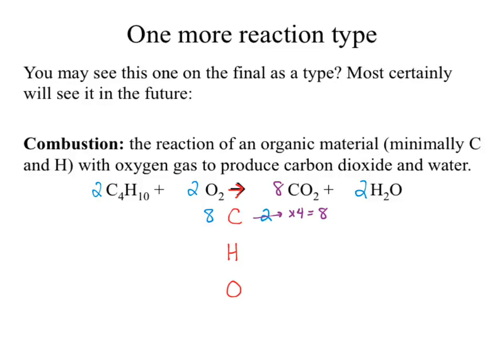Anybody remember what the coefficient was previously? 4. Interesting. If we look at our hydrogens, how many hydrogens do we have? On the left-hand side, we have 20. On the right-hand side, we have 4. How can I make that 4 into 20? I need to multiply it by 5. So to do that, my 2 becomes 10.